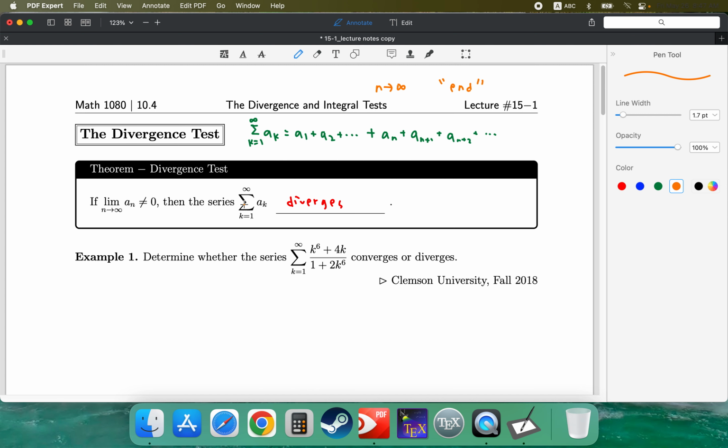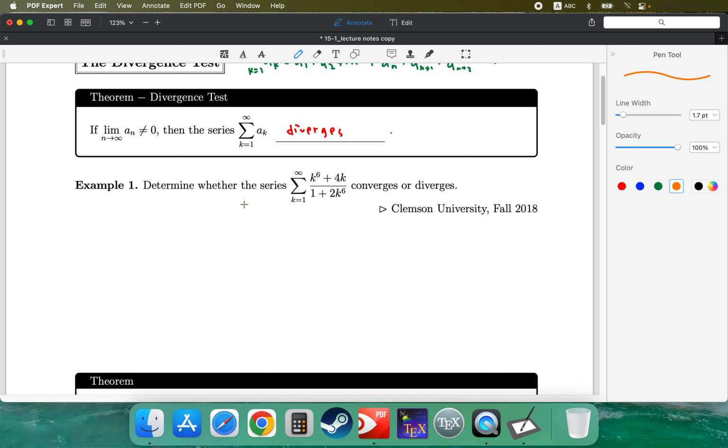Let's take a look at example 1. If you practice sufficient problems, when you see example 1, you will feel very happy because you know immediately that this series is divergent. Notice that when you have this form, whatever follows the sigma notation is your a sub k. Let's use the divergence test. I want to find the limit of the nth term as n goes to infinity.